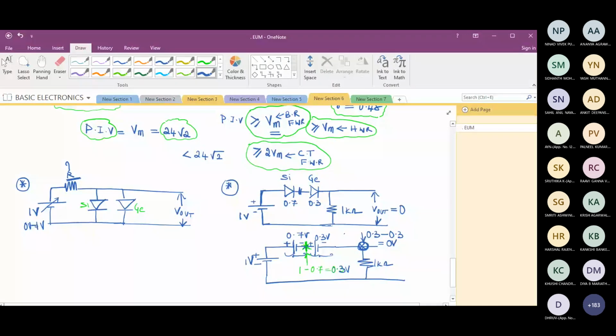Any issues? Hello? Somebody's mic is on and it is creating disturbance.